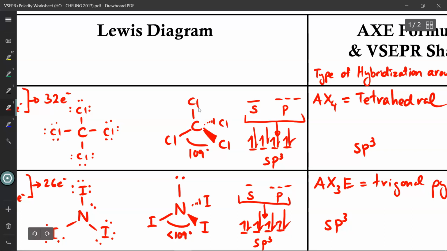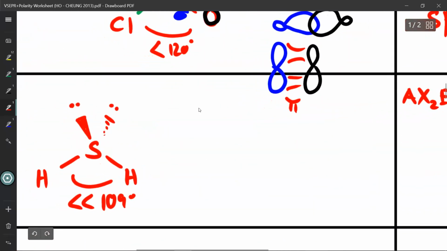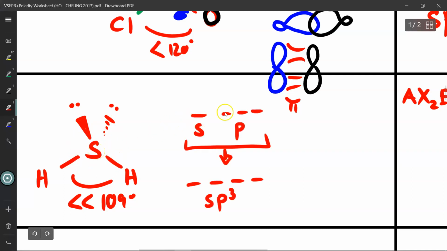Alrighty. Okay, so going back to this one, we need to identify what type of hybridization is occurring over here. So I see that there are 1, 2, 3, 4 regions of electron density. So that means I'm going to need to hybridize 4 orbitals. Alright, so 1, 2, 3, 4. So it's going to be sp3 hybridized.